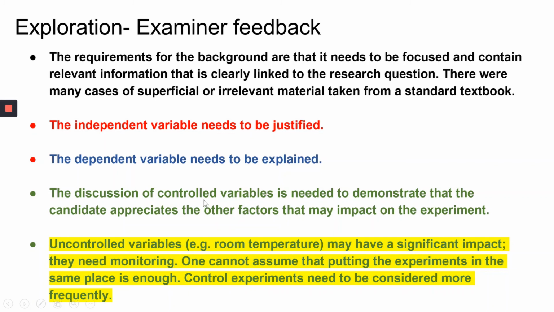The discussion of the control variables. Again, we mentioned using the table with 3 columns, explaining why you need to control it and how you should control it. This is very important. Again, some of the uncontrolled variables should have been controlled, for example, room temperature. A lot of experiments are conducted at room temperature, but you need to explain what the impact is. You cannot control it, but what's the impact of it?